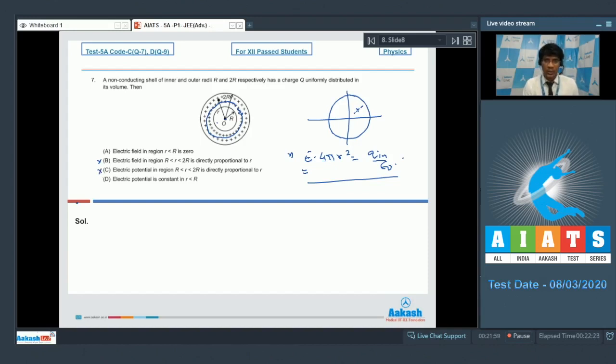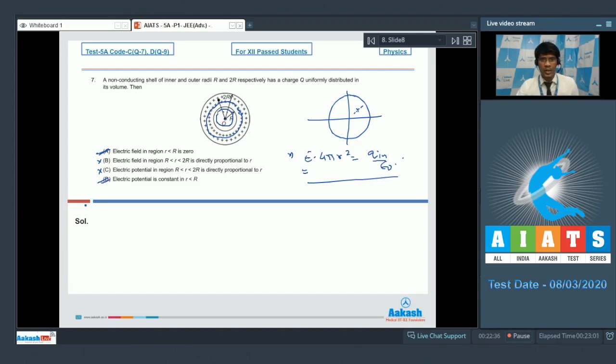Now let's see option A and option D. The electric field in the region small r less than capital R is 0. Definitely it is not enclosing any charge here, and it is symmetrically distributed about this point. So the electric field inside the region will definitely be 0. And the electric potential is constant. Since the electric field at every point here is 0, the electric potential will come out to be a constant. So for question number 7, we get options A and D as the correct answers.